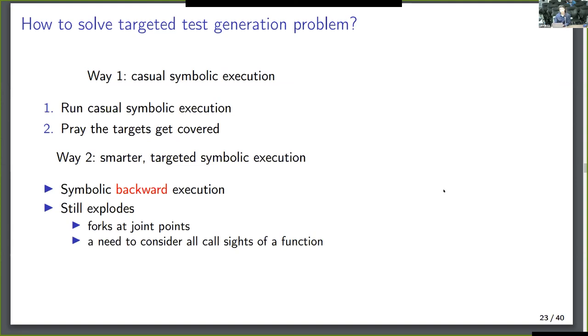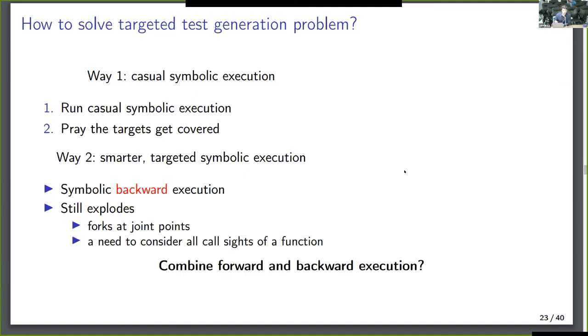into this loop. So it still explodes in loops, but an even more major problem is that when we reach the entry point of some function and want to propagate backward from this entry point, we should consider every possible call site of this function in the program. And there may be quite a number of such. So backward symbolic execution still explodes, and it is not the ideal solution for this targeted problem.